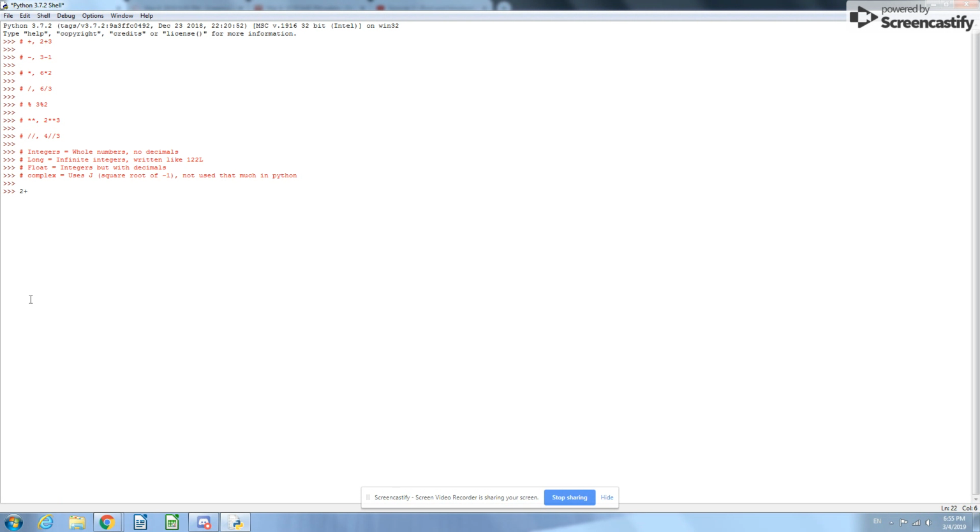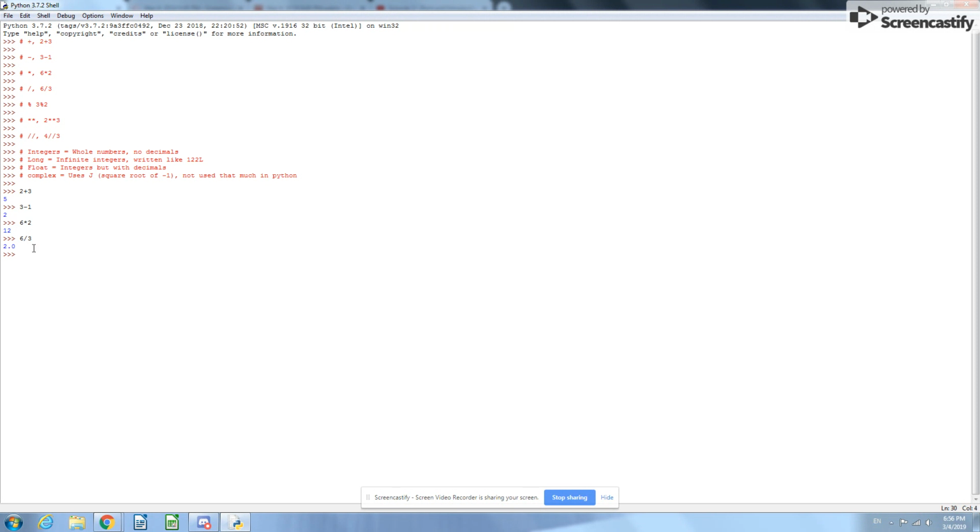For addition, you would type 2 plus 3, and that would give out the number 5 because it added those two numbers together. Then there's subtraction, which is 3 minus 1, which of course gives the integer of 2. There is 6 times 2, which of course gives 12 because 6 times 2 is 12. There is 6 divided by 3, which gives 2.0.